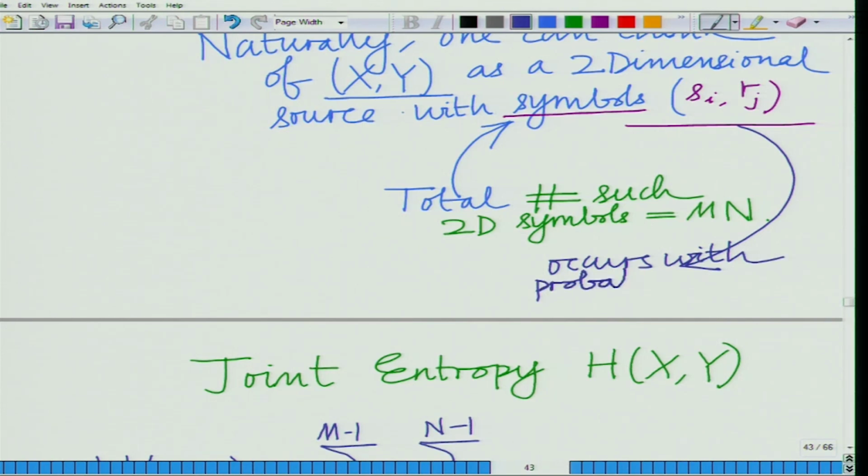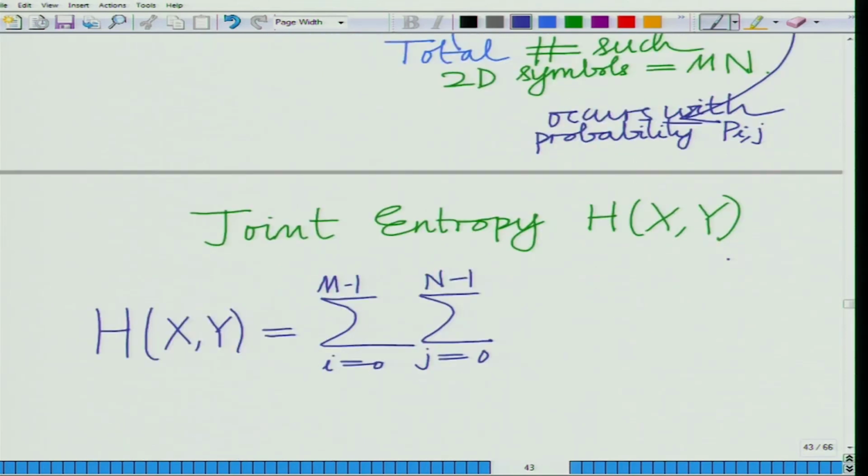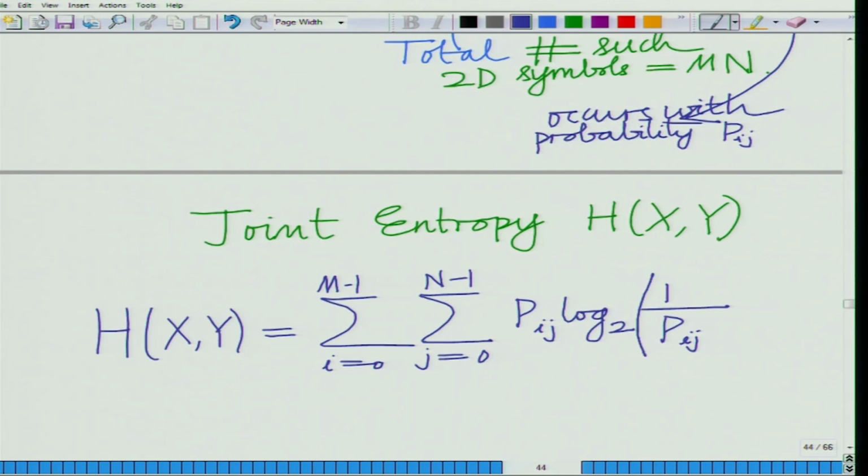It occurs with probability Pij, just let me simply denote it by Pij. So, this is Pij log to the base 2 of 1 over Pij. So, this is the joint entropy.